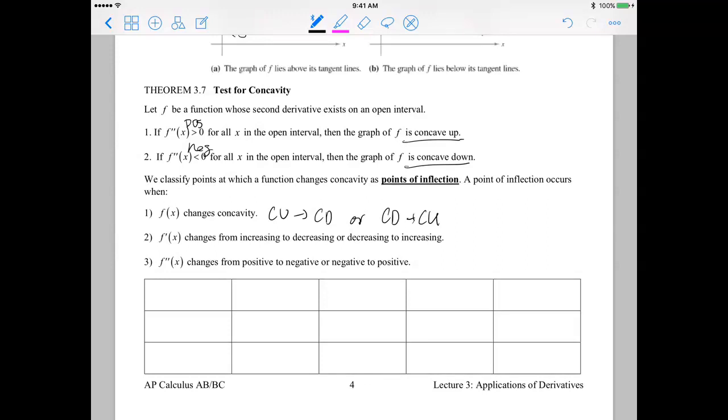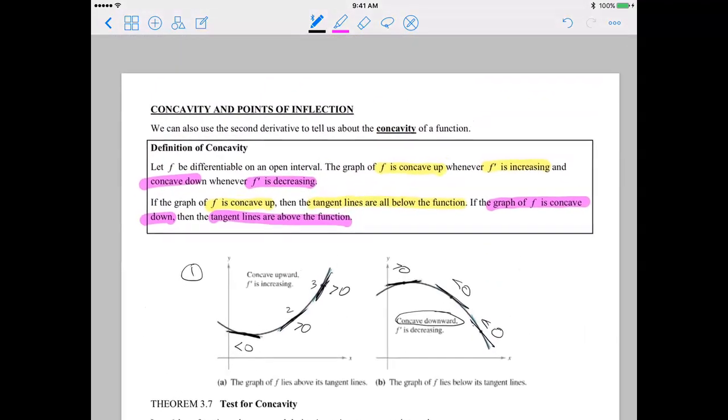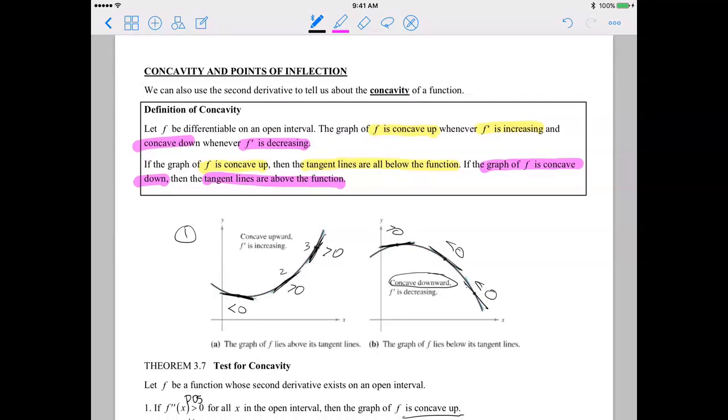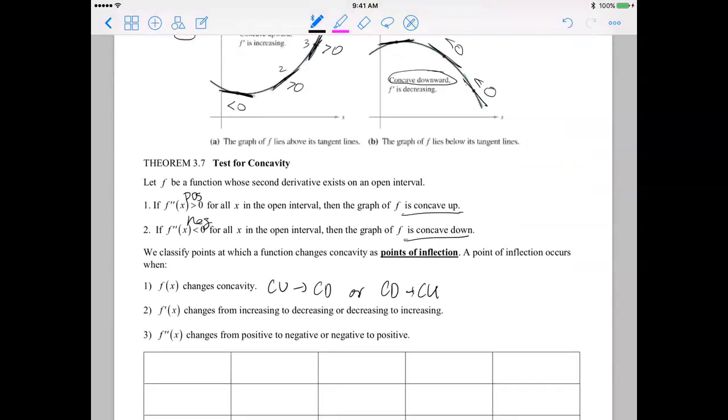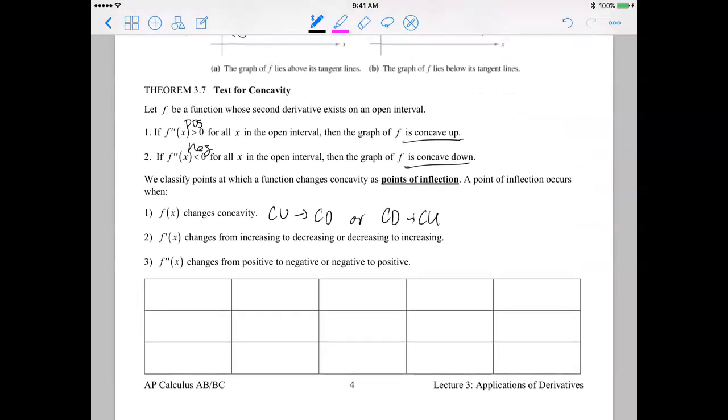So that's one of the cases where a function has a point of inflection. The second is when f prime changes from increasing to decreasing or decreasing to increasing, and that just follows from the definition back up here that a graph is concave up when f prime is increasing and concave down when f prime is decreasing. And then the third is f double prime changes from positive to negative or negative to positive.